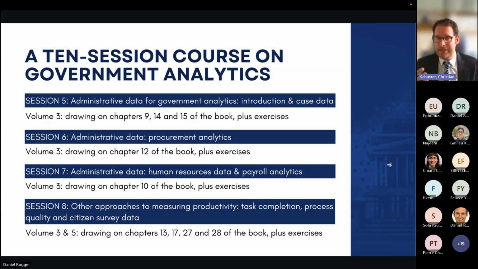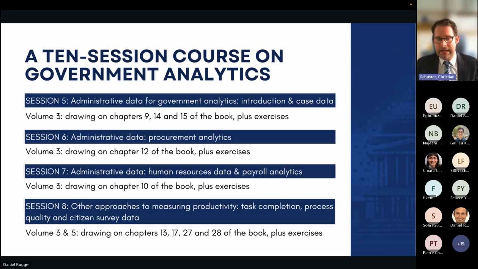And then session 7 looks at another data source all governments have, which is payroll data. Every government has a payroll. It pays public servants every month, for instance, a certain amount, and you can use those records to understand better human resources and public sector pay more generally. And so again, the idea is you have a chapter in the book, in this instance, chapter 10, and then you have exercises that really help students understand how you can take a payroll data set and do those analytics.